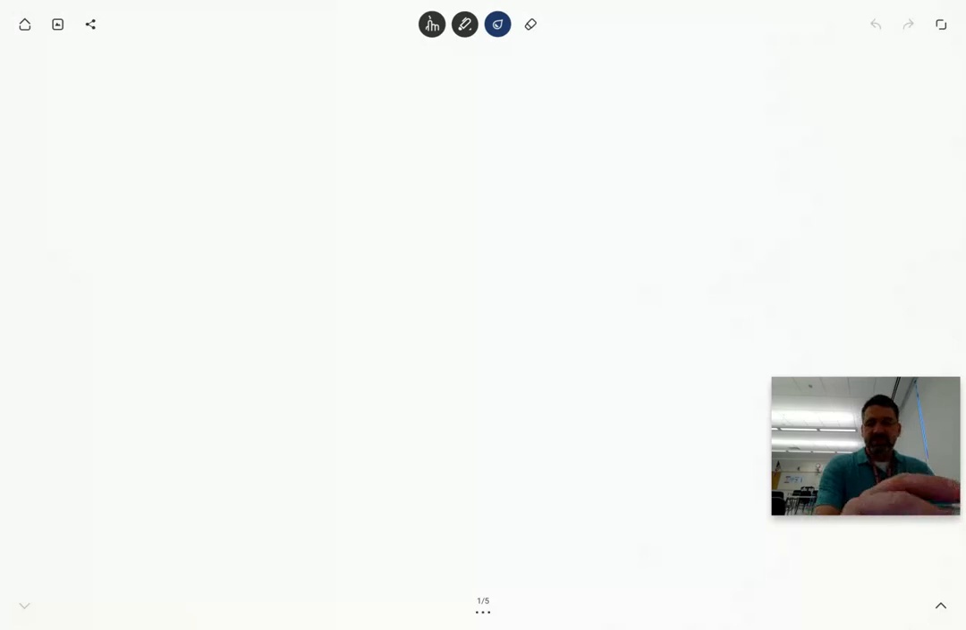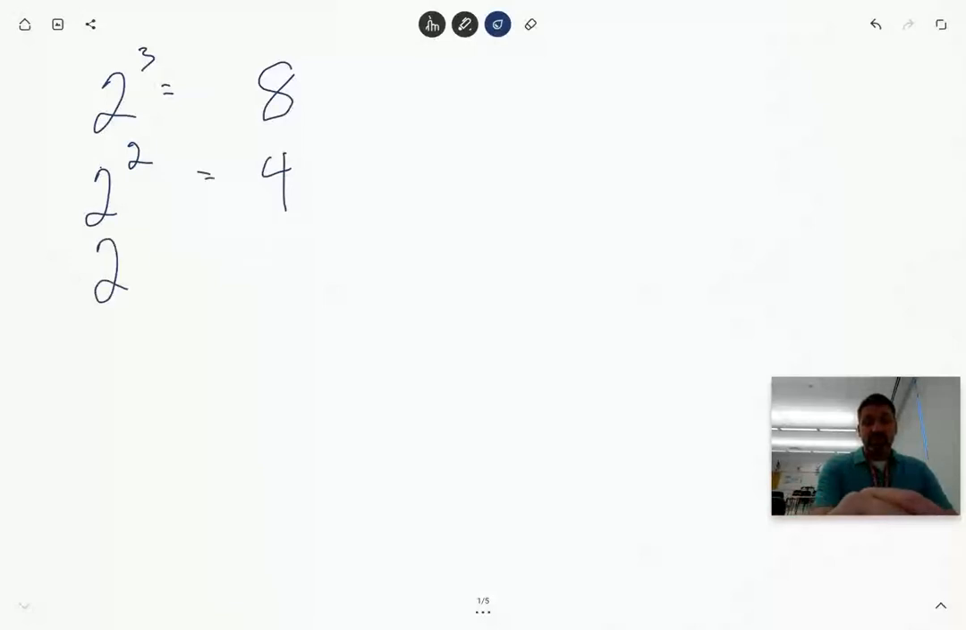So if I start with some positive exponents here, let's say 2 to the third, that's going to give us 8. 2 to the second gives us 4. And 2 to the first is going to give us 2. Okay, so notice what's happening to our numbers here. 8, 4, 2. They're going in half.